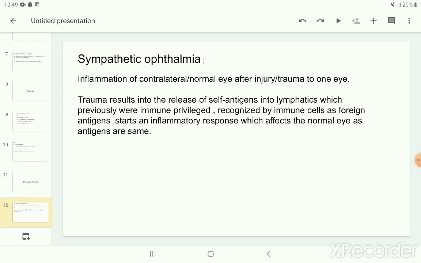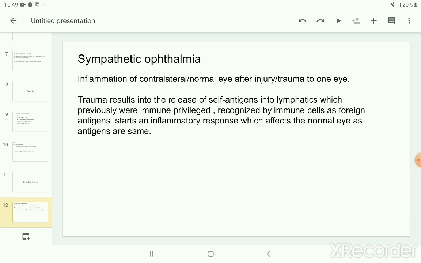Because previously we studied that the eye is an immune privileged organ, meaning that its antigens have never been exposed to our immune system. So when trauma occurs, it results in the release of self antigens into lymphatics which previously were immune privileged, but now they will be recognized by the immune system as foreign antigens. So an inflammatory response will occur, and this inflammatory response will affect the normal eye as well, because the antigens of the normal eye and the other eye are the same.